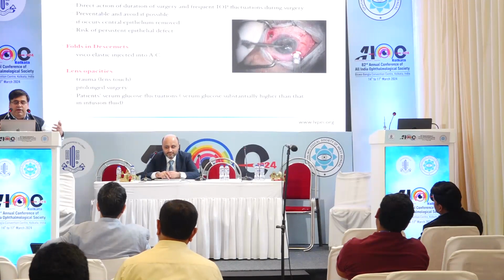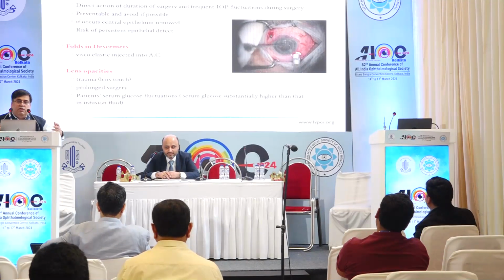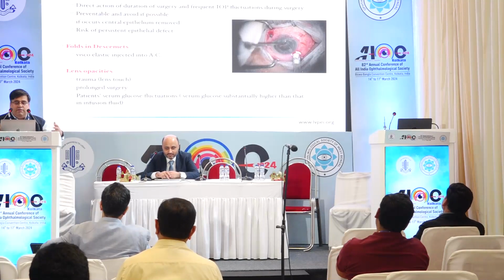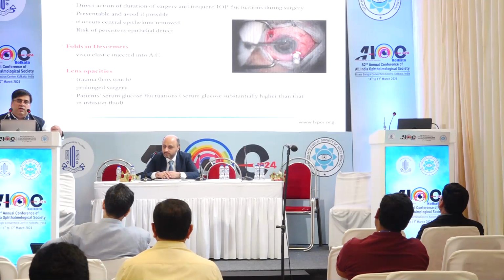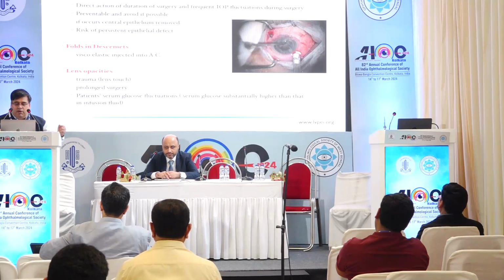You develop folds in Descemet's membrane. If you have a pseudophakic eye, you can inject viscoelastic, tighten the anterior chamber, and take away those folds. A lot of people, if you develop a lot of stromal edema, use sterile glycerine dipped in a sponge and put it on the cornea to reduce the swelling of the cornea.